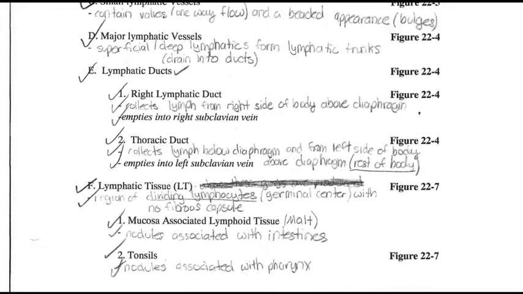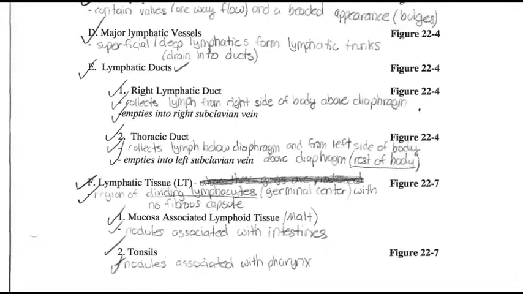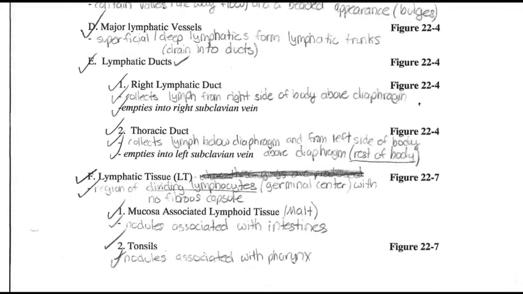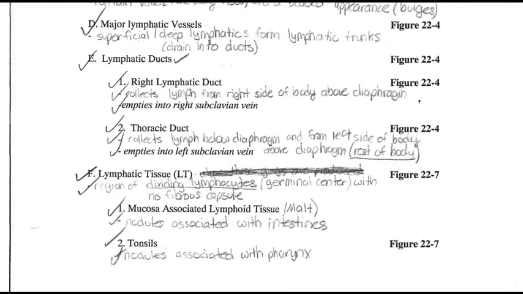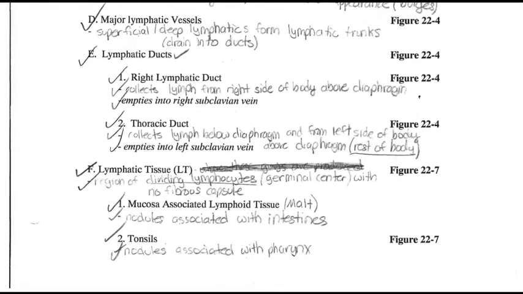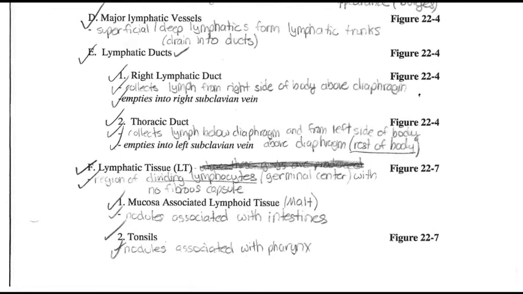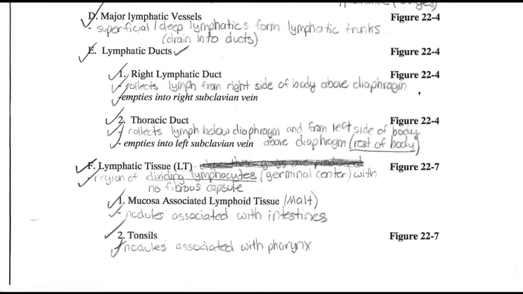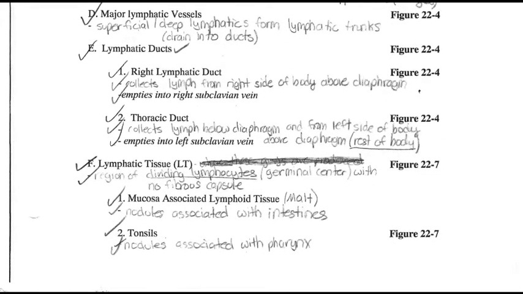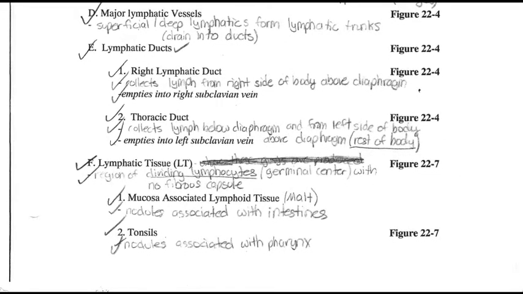F. Lymphatic tissue. This is a region of dividing lymphocytes, germinal center with no fibrous capsule. Mucosa-associated lymphoid tissue, MALT. These are nodes associated with intestines. Tonsils. These are nodes associated with the pharynx.